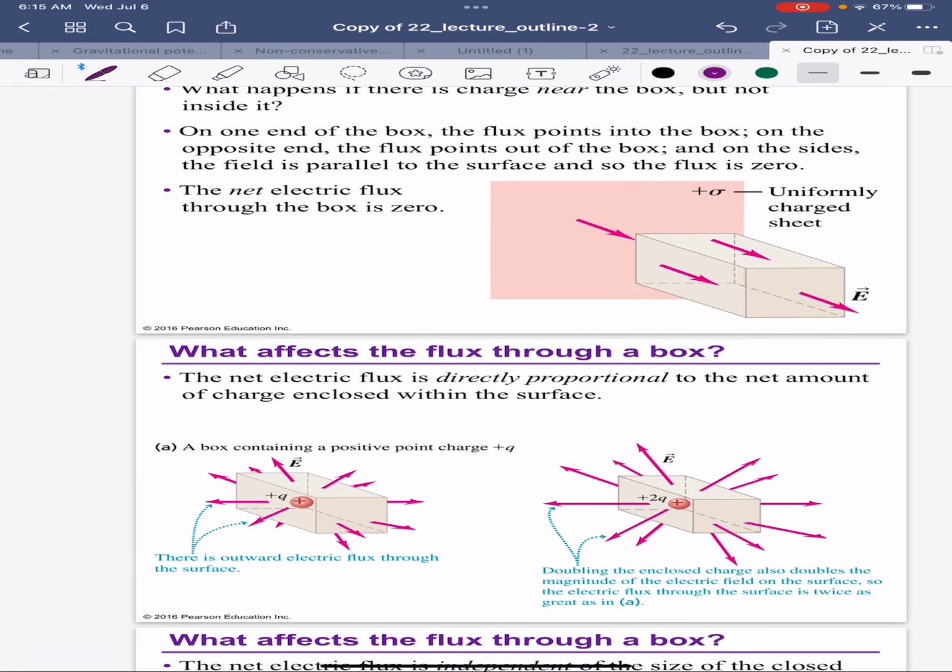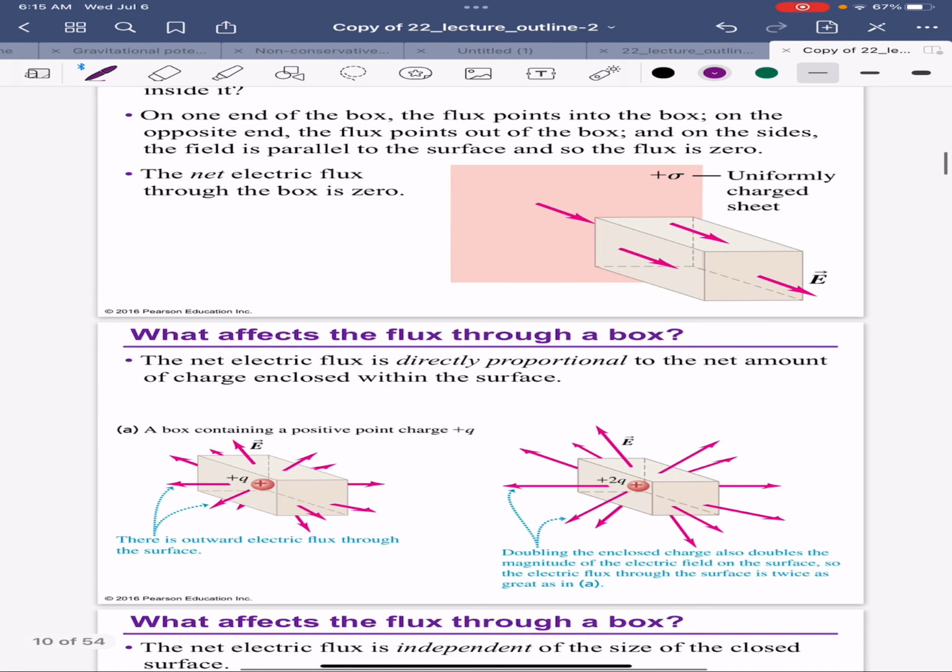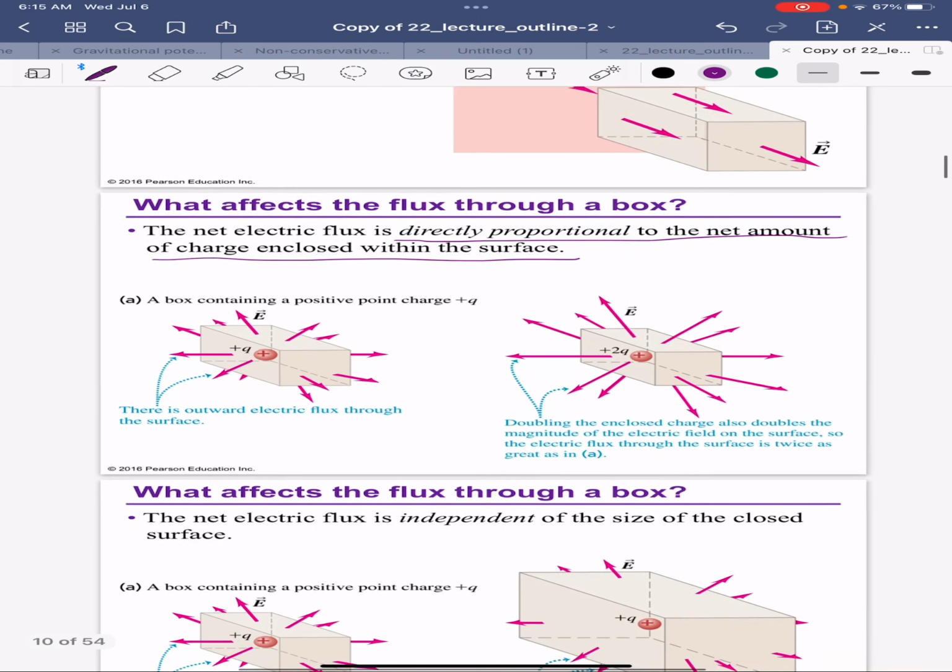What affects the flux through a box? The net electric flux is directly proportional to the net amount of charge enclosed within the surface. If we have a charge that is, let's say, 1 coulomb, then the flux is going to be outward. And if I double the charge, I double the magnitude of the electric flux on the surface, because now the electric field is double that in A.